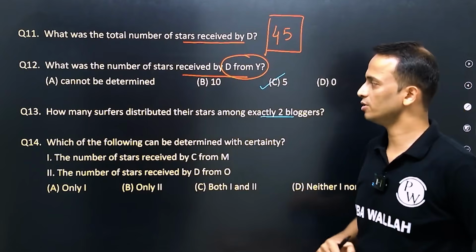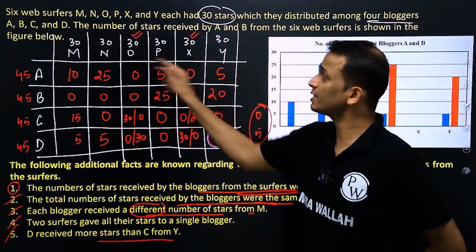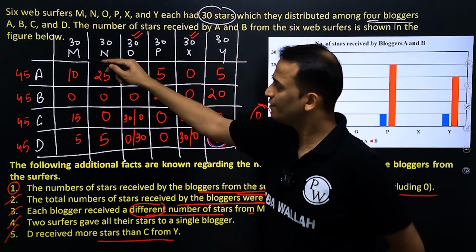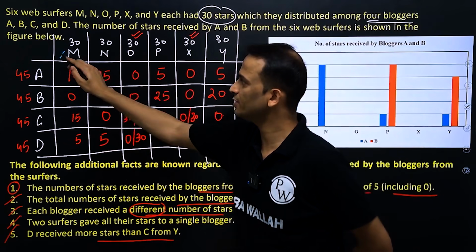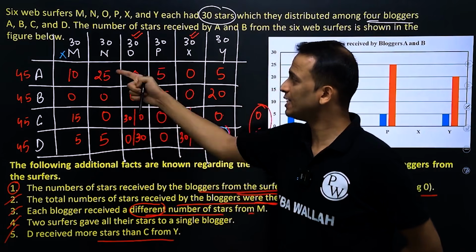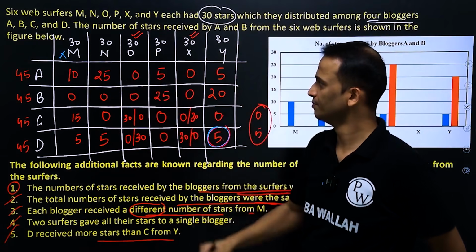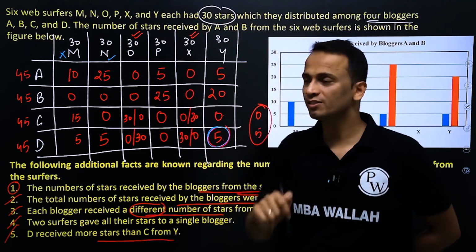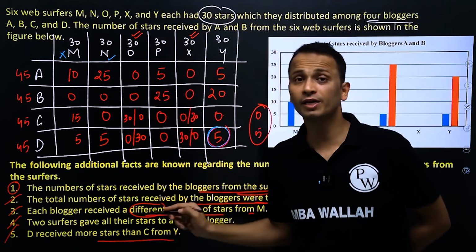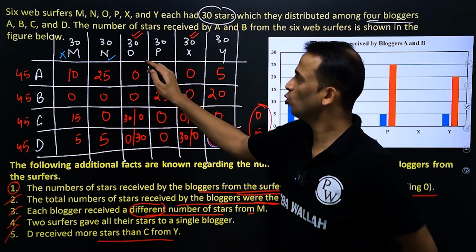Exactly 2 bloggers. How many surfers? So there are 6 surfers. M has given the stars among 3. So M is not the case. N has distributed exactly among 2. So 1. This one. O has distributed to only 1 blogger, either C or D, all the stars. So O is not the case.